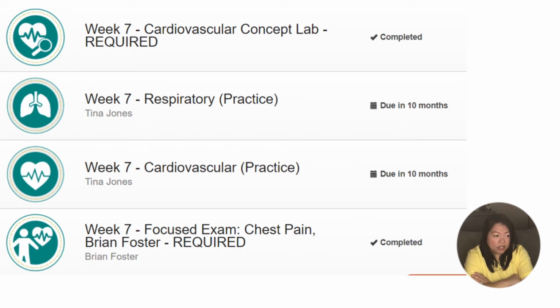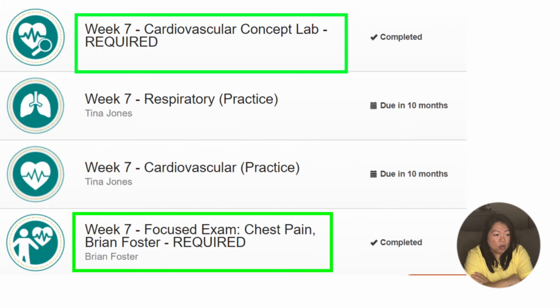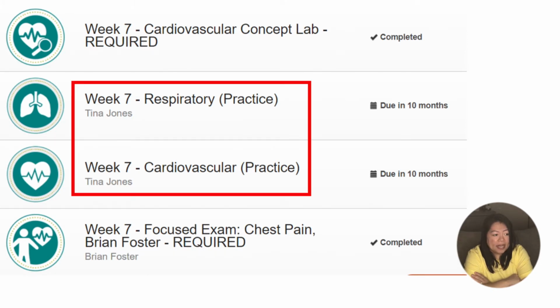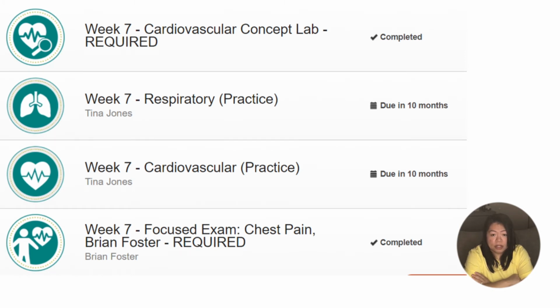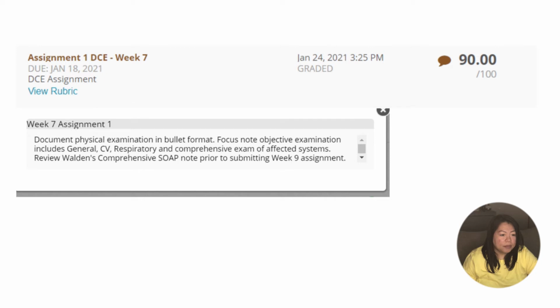So I figured, let me just concentrate on what is required and do what is required, and then I can always go back and do my practice on respiratory and cardiovascular. It doesn't really close. So for that particular assignment, I got a 90% over 100. Nothing really, I'll take 90 over 100, so that's good, right?